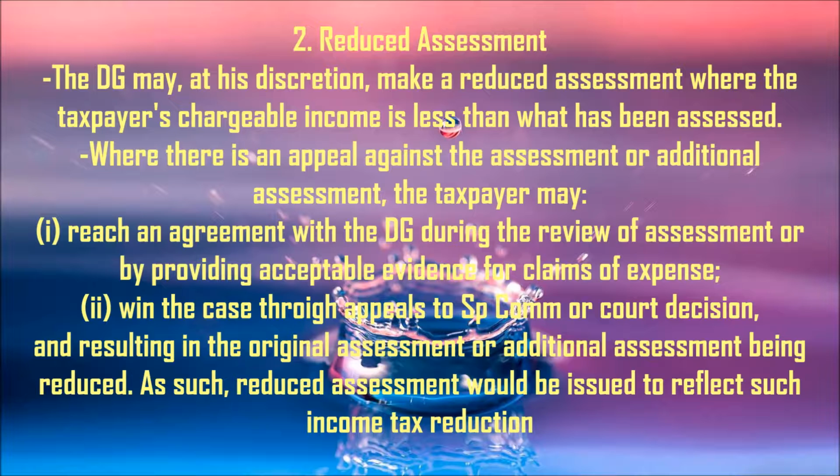The Director General may, at his discretion, make a reduced assessment where the taxpayer's chargeable income is less than what has been assessed. Where there is an appeal against the assessment or additional assessment, the taxpayer may reach an agreement with the Director General during the review of assessment or by providing acceptable evidence for claims of expense.